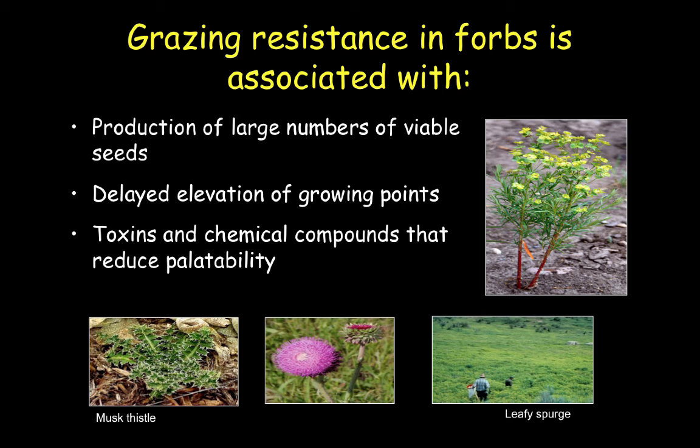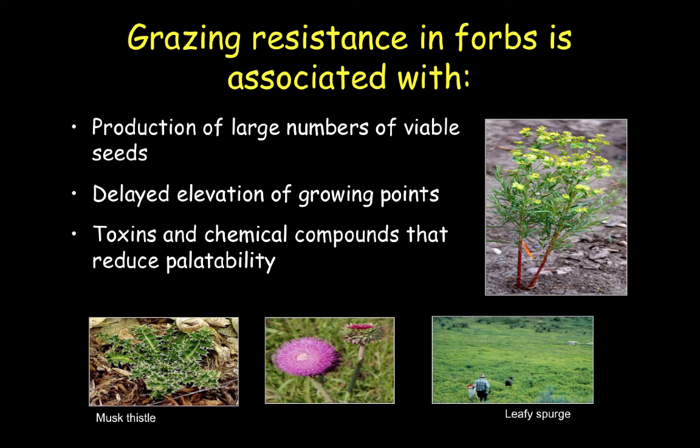But other forbs such as filaree and vetch that produce the very pretty purple flowers and white flowers in the spring, you have to make sure that you don't graze them too hard so they do have the ability to seed out and create that seed bed for the next year.